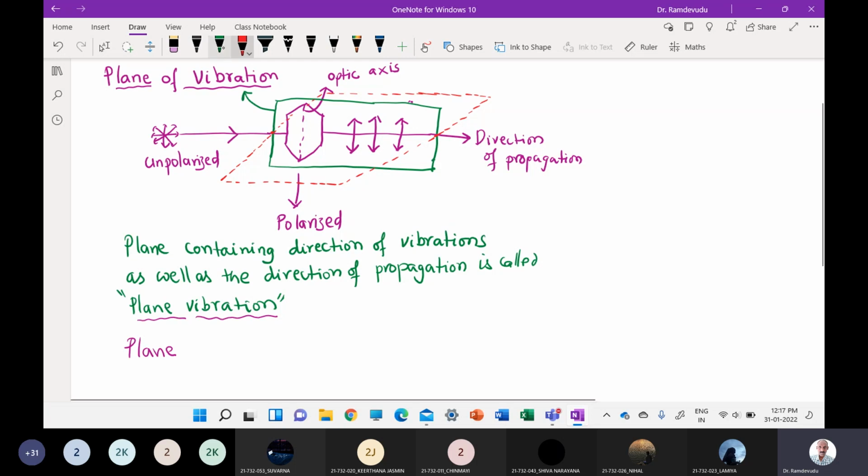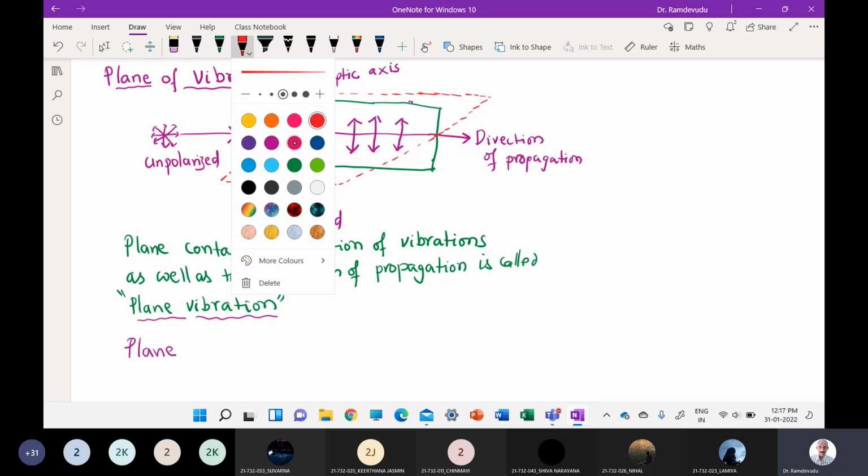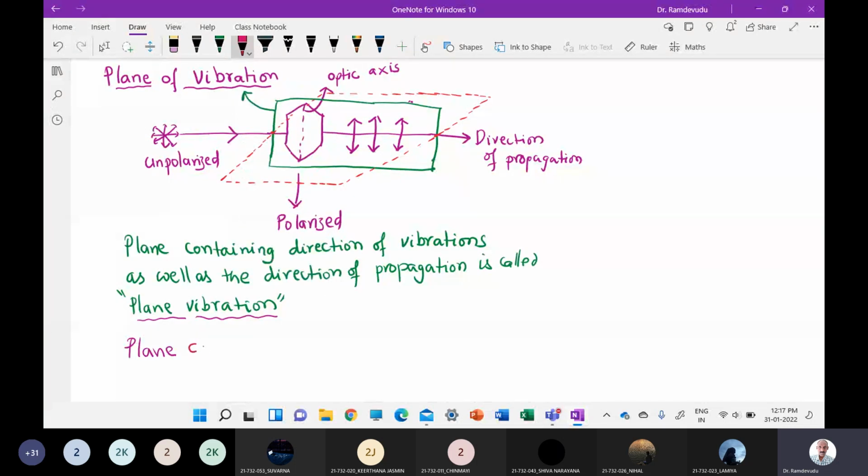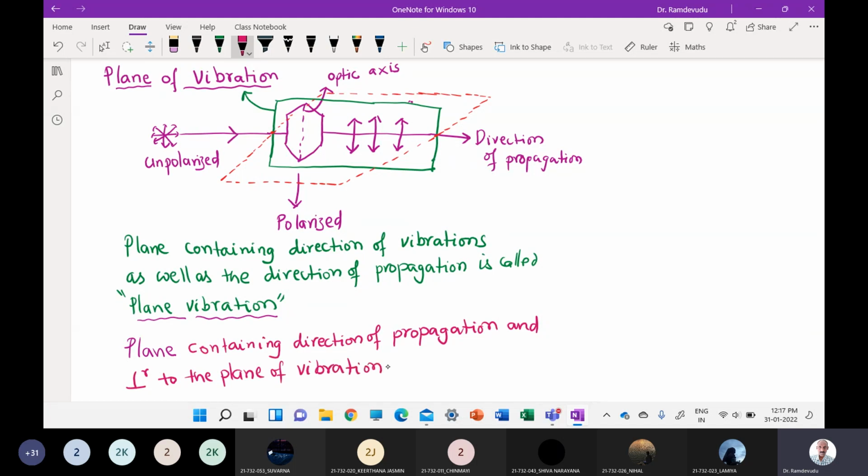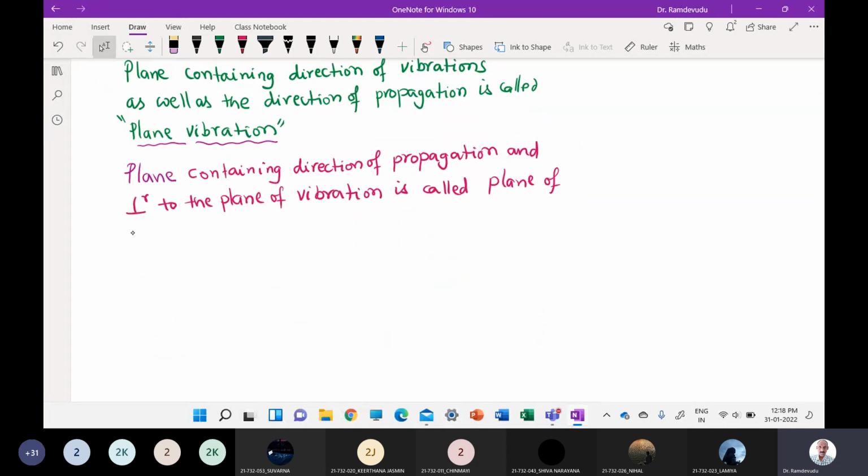So we now define the plane of polarization as the plane containing the direction of propagation and perpendicular to the plane of vibration. That is called the plane of polarization. Understood?